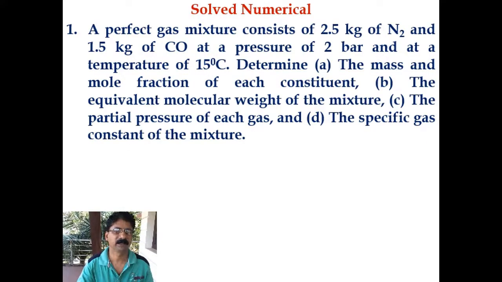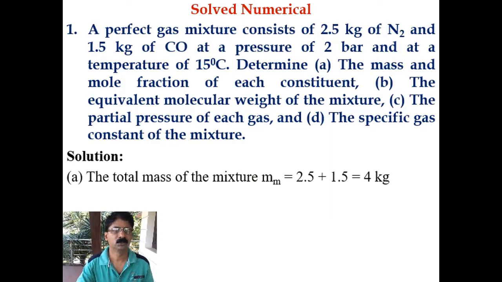A perfect gas mixture consists of 2.5 kg of N2 and 1.5 kg of CO at a pressure of 2 bar and at a temperature of 15 degrees Celsius. Determine the mass and mole fraction of each constituent, the equivalent molecular weight of the mixture, the partial pressure of each gas, and the specific gas constant of the mixture.